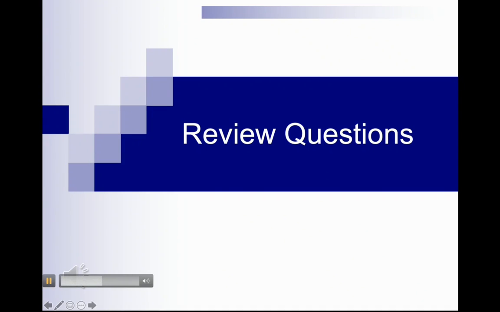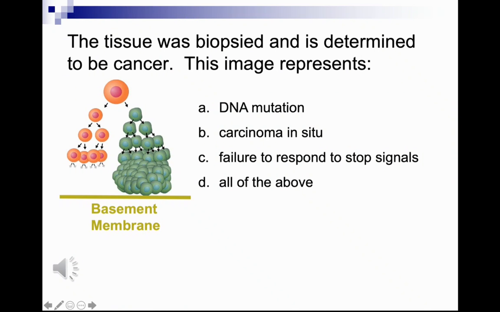Let's take a few minutes and answer some review questions. The tissue was biopsied and is determined to be cancer. This image represents a DNA mutation, carcinoma in situ, failure to respond to stop signals, or all of the above. This represents all of the above.